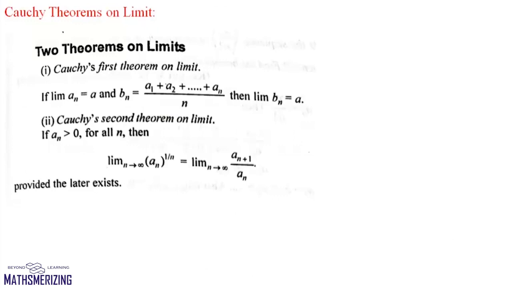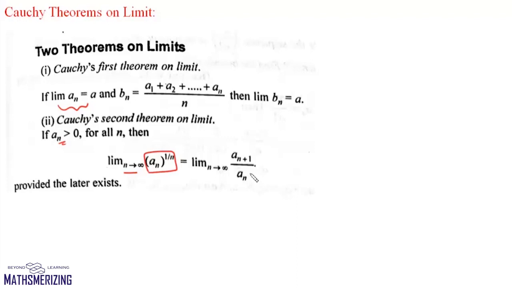Now there are two very important and simple theorems in limits, which are Cauchy theorems on limits. The first theorem says if limit a_n equals a and b_n is the average of all these a_i's, then limit of b is the same as limit of a. And the second theorem says if a_n is a positive number for all n, then this limit n tends to infinity a_n to the power 1 by n will be the same as this limit n tends to infinity a_(n+1) upon a_n. Now we generally use these theorems to simplify problems in limits. Let us take up an example.